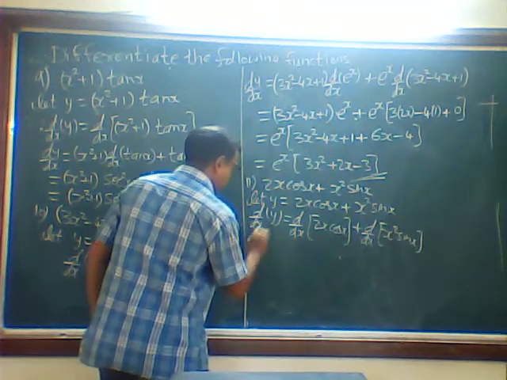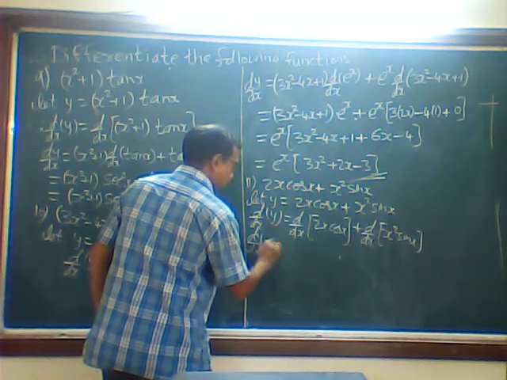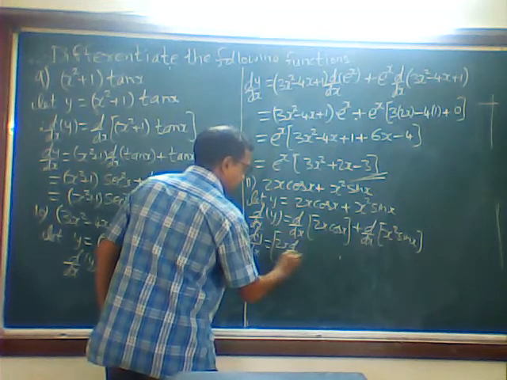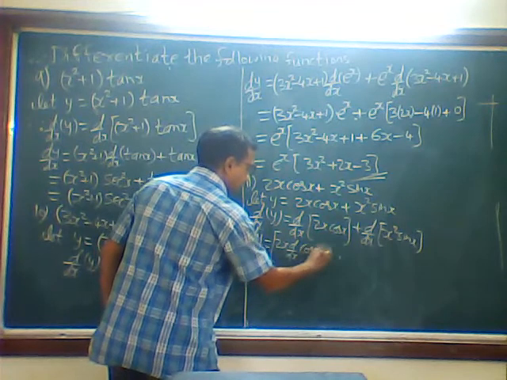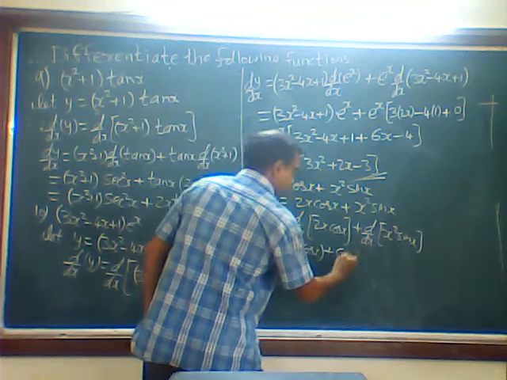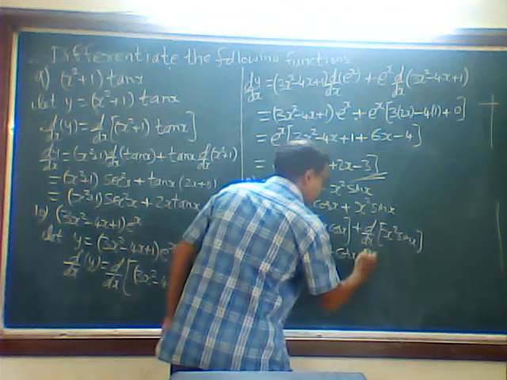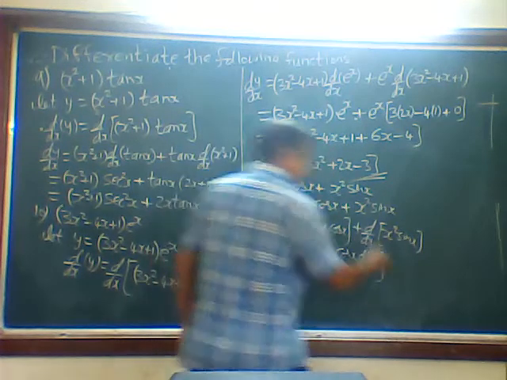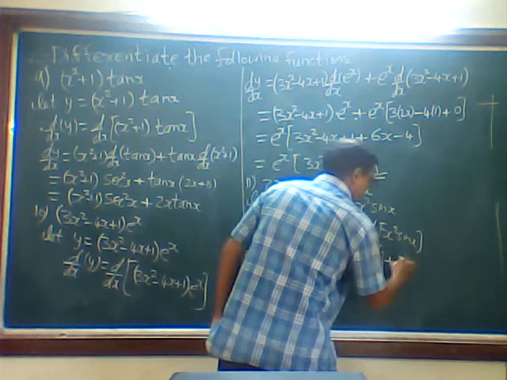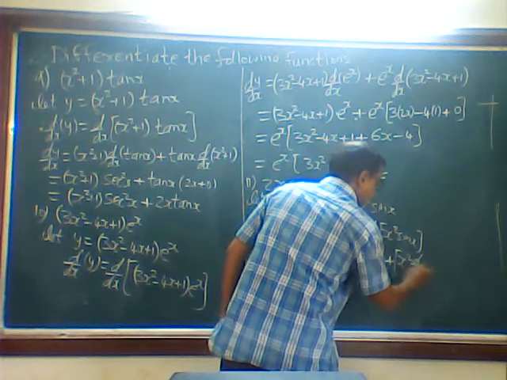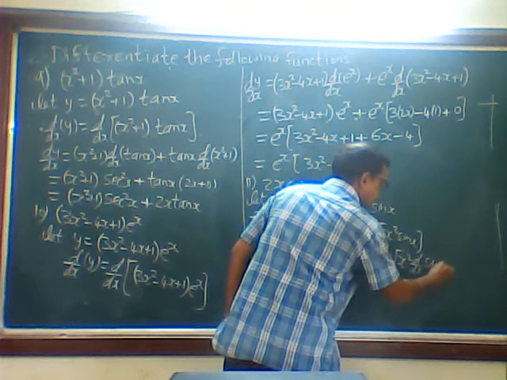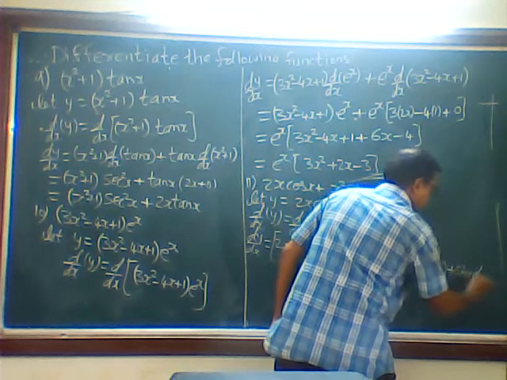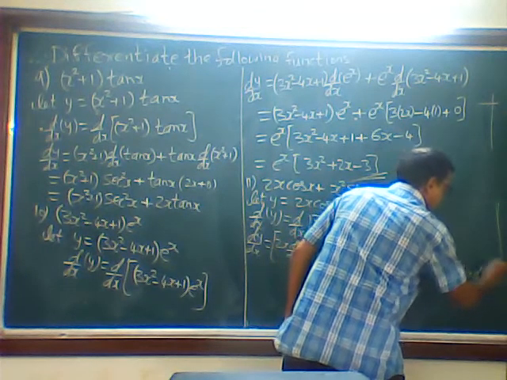Now dy by dx is equal to: first bracket, 2x is the first term as it is, d by dx of cos x, plus cos x as it is, d by dx of 2x, over next this one plus x square as it is, d by dx of sin x, plus sin x as it is, d by dx of x square.